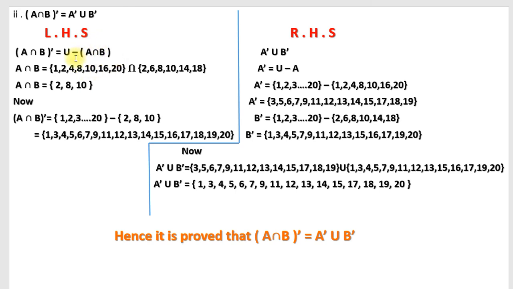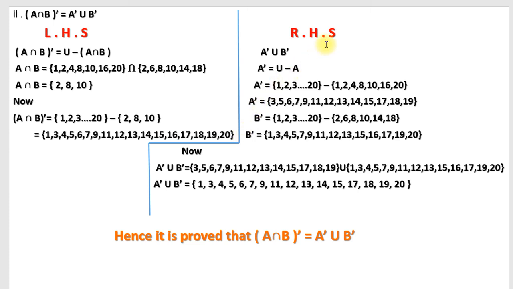Bracket we've already solved. Now U difference is left, so first we'll write the elements of U, because it is coming before the bracket, and then we'll write the answer of A intersection B. So the answer of A intersection B is 2, 8, 10. In difference, what we learned, the set containing those elements that are in U but not in A intersection B. So these are the elements which we do not find in A intersection B: 1, 3, 4, 5, 6, 7, 9, 11, 12, 13, 14, 15, 16, 17, 18, 19 and 20.